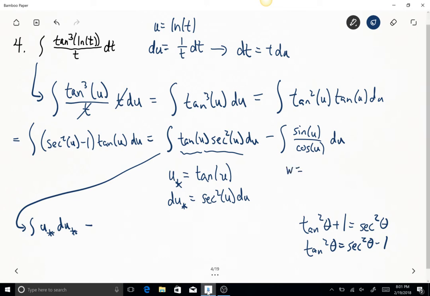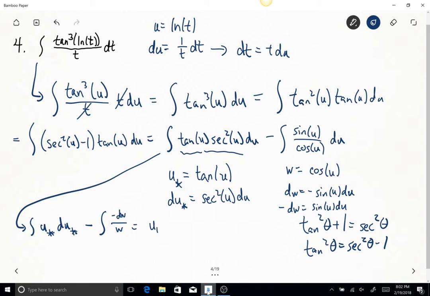And then in this case, this is also a substitution, like a u sub, or whatever you want to call it. I'm going to use w here. If you go w equals cosine of u, that means dw equals negative sine of u du. And so if you want to make it work out perfectly, you get negative dw equals sine of u du. So notice we had that u star du star minus, now it should be an integral of negative dw over w. And so both of these things we can finally integrate.